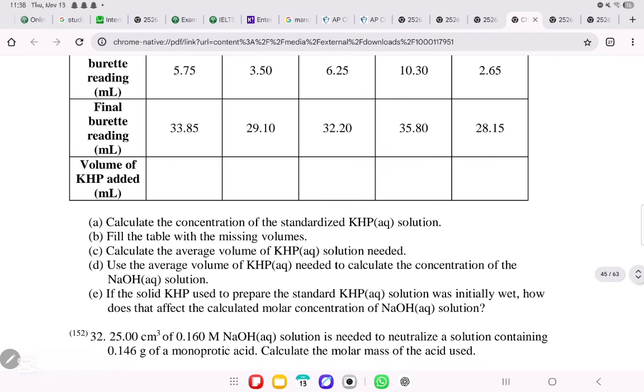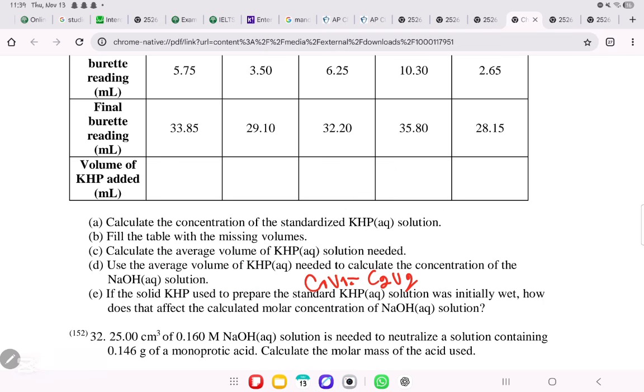Part D, use the average volume of KHP needed to calculate the concentration of the NaOH solution. What's important is, if we read in the beginning, they told us it's a ratio of 1-to-1. So that means C1V1 is equal to C2V2. If they told us a ratio of 1-to-2, it would be C1V1 equals C2V2 times 2, for example. So the ratio is very important. It helps us determine which equation to use.